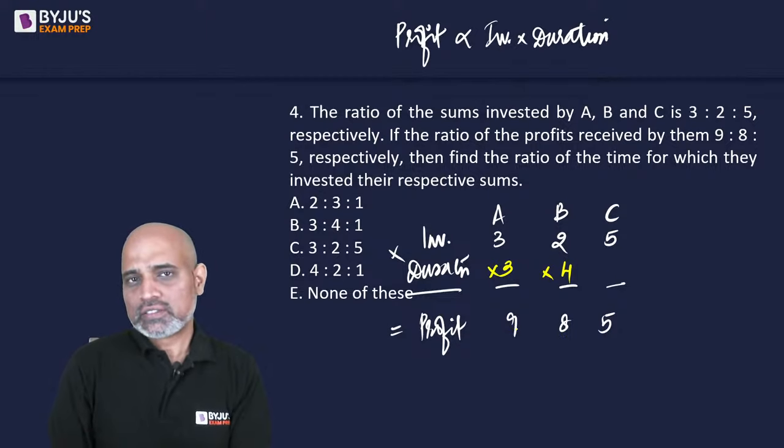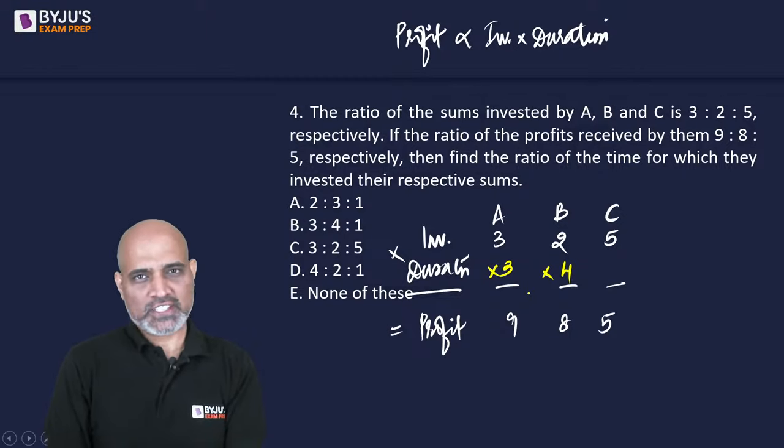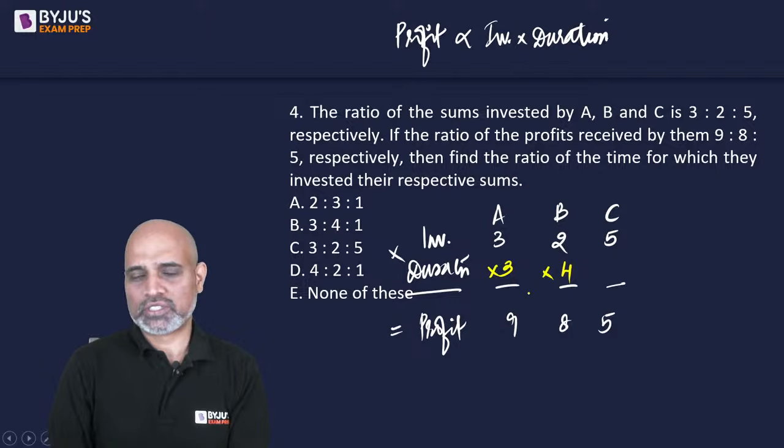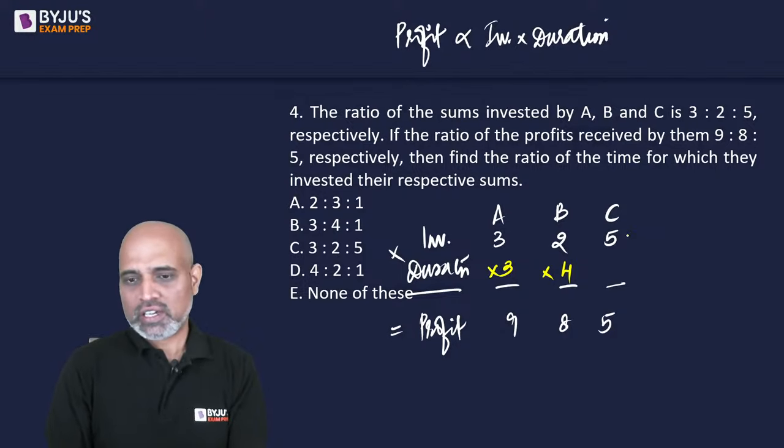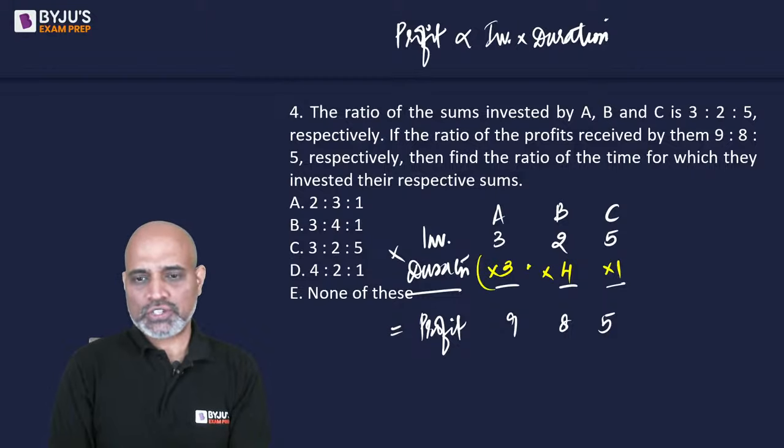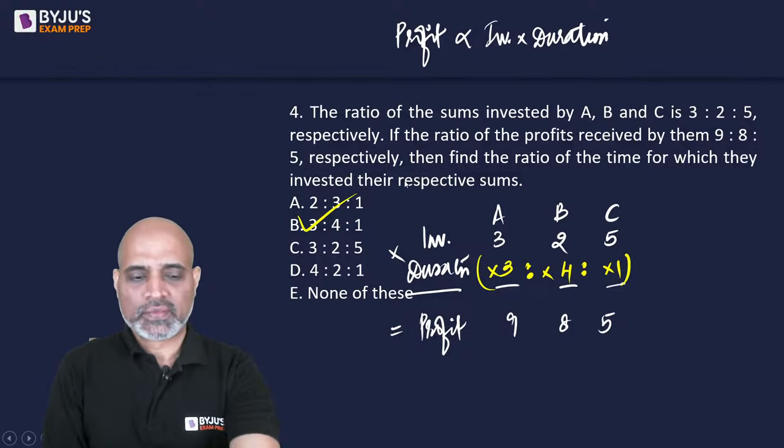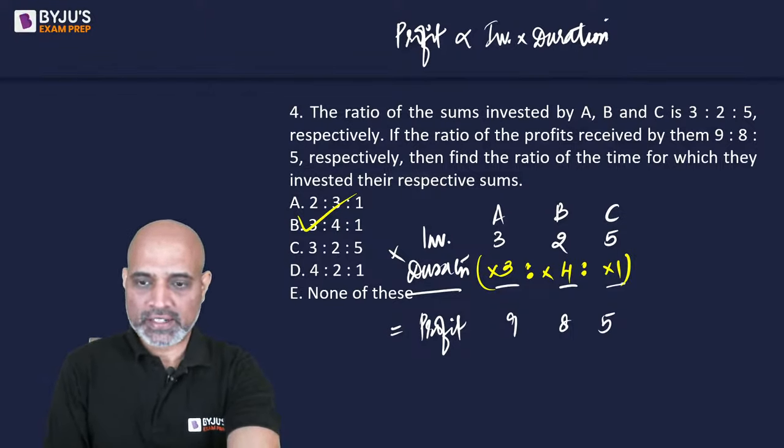इतना काफी है ऑप्शन सेलेक्ट करने के लिए, or should we solve entire? None of these is generally not the options, right? Not the correct option. 5 into 1 is 5. So the duration ratio is 3, 4 and 1. Right. B.